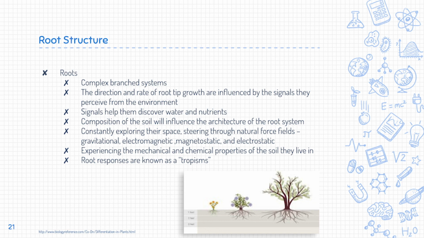The composition of the soil also influences the architecture of the root system. Roots constantly explore their space and steer through gravitational and electromagnetic fields. They also experience the mechanical and chemical properties of the soil they live in. These kinds of root responses are known as tropisms.